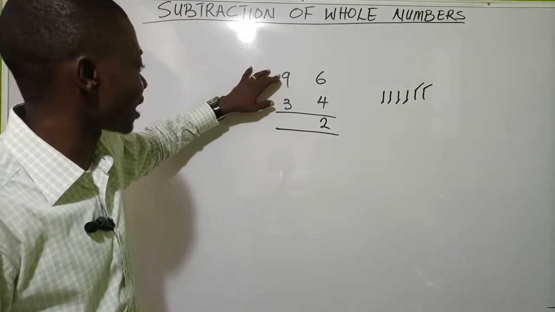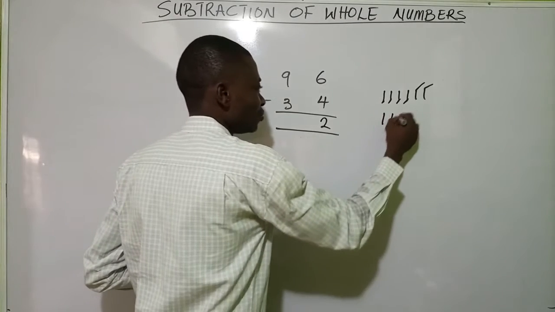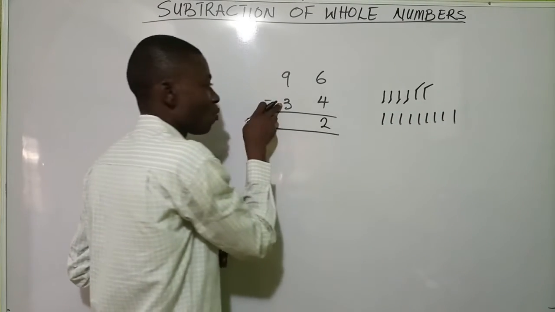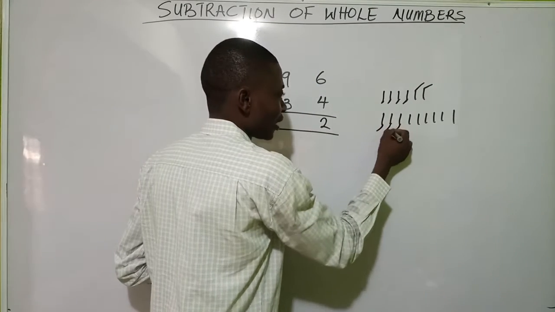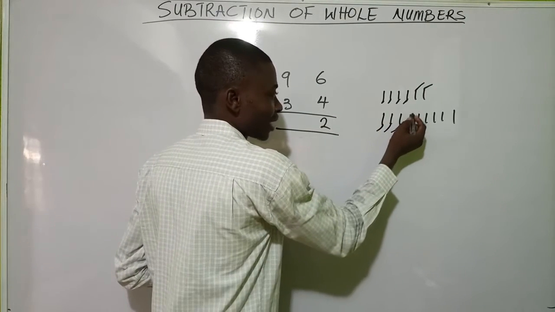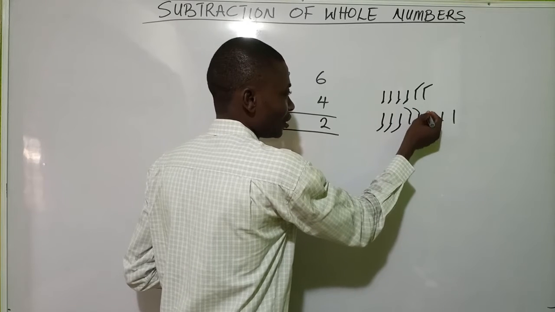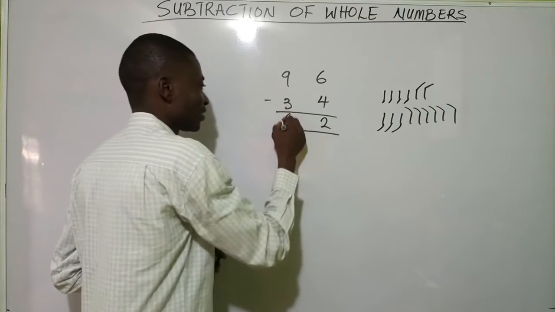So we'll come down to this side again. This is 9. 1, 2, 3, 4, 5, 6, 7, 8, 9. We're going to take away 3 from it now. 1, 2, 3. How many is remaining? Let's count together. 1, 2, 3, 4, 5, 6. So we have 6 here.